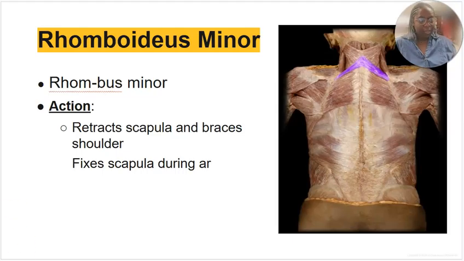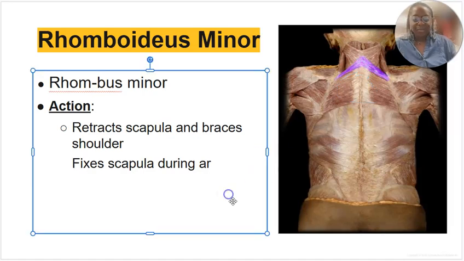Whoa, did I say the wrong thing? Sorry. This one is rhomboid minor. I'm so sorry. And just note, as usual, the rhomboid minor is usually more superior to the major, which we'll cover right now. Oh, my bad. I'm sorry.